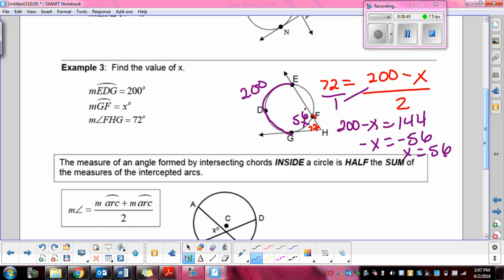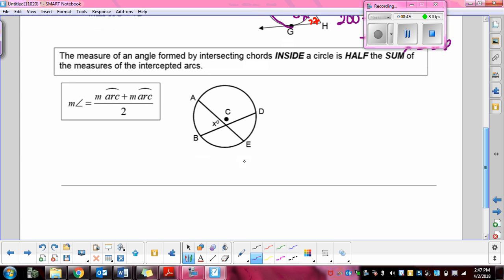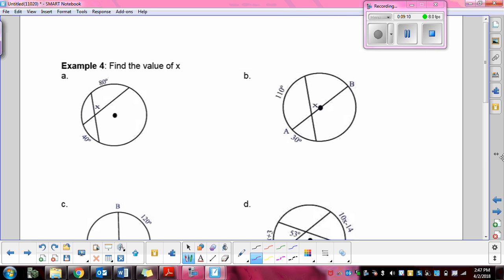Okay? So we plugged it into the formula a little bit differently, but it's the same formula. This is something really cool that happens when we have 2 lines that intersect on the inside, but we're looking for the arcs. We're going to add up the arcs this time and then divide by 2, and that's going to be the measure of angle x. So we're going to add up arc AB and arc DE and divide by 2, and we're going to get angle x. Let me show you guys an example.